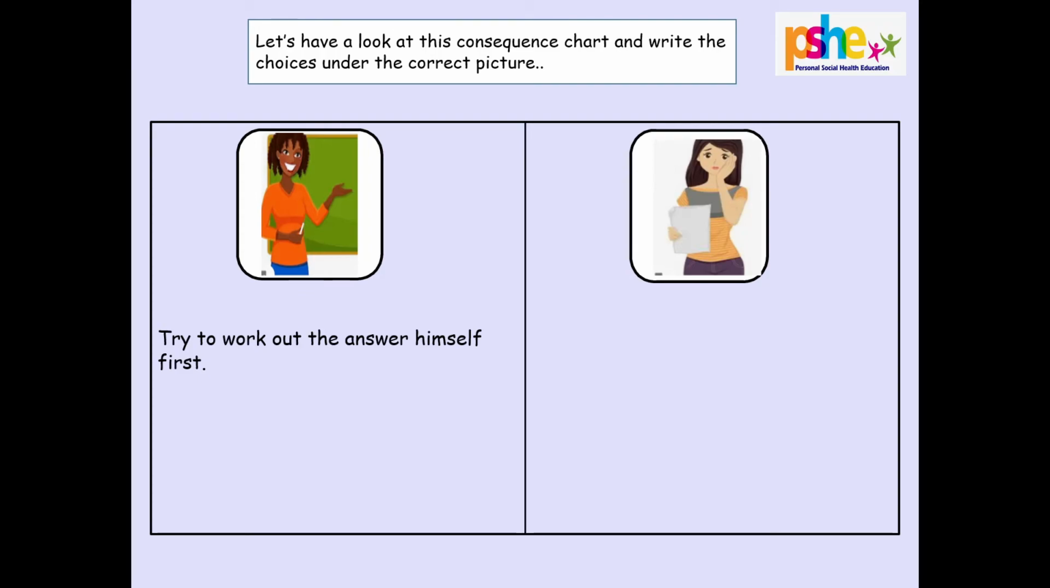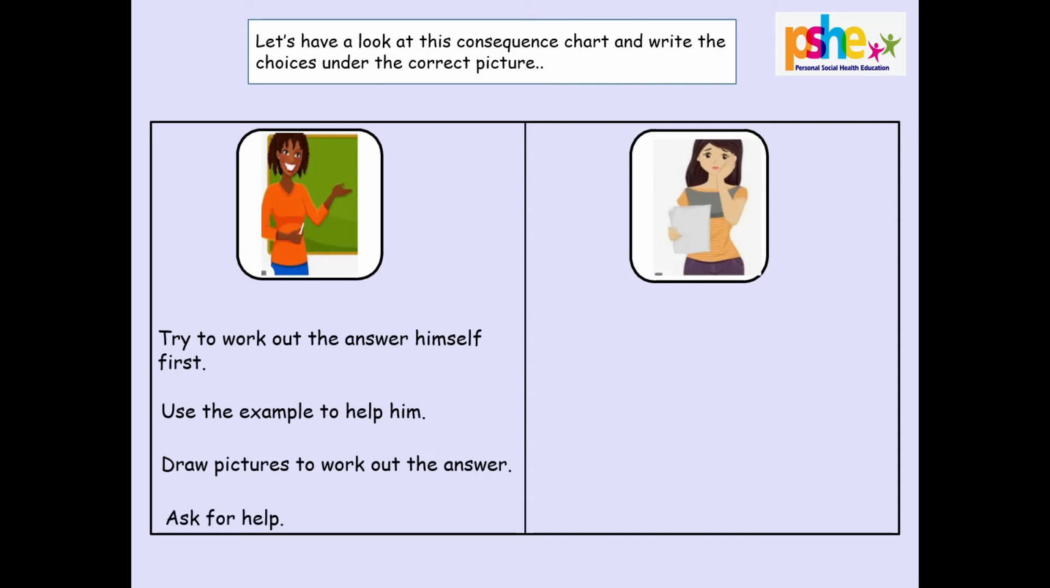Try to work out the answer himself first. That was a good choice with a good consequence. Use the example to help him. Good choice with a good consequence. Draw pictures to work out the answer and ask for help. They were all good choices with good consequences.